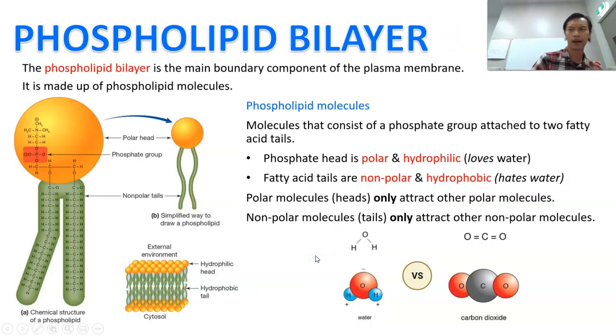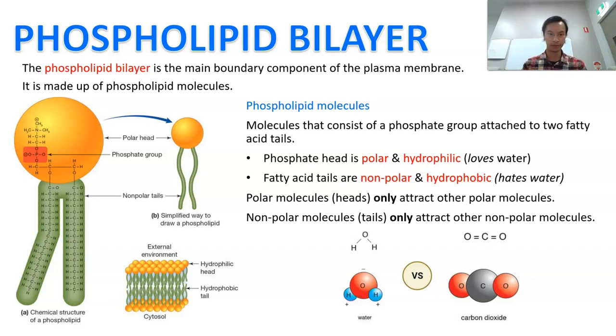Okay, let's start with the phospholipid bilayer. The phospholipid bilayer is the main boundary component of the plasma membrane. It is made up of phospholipid molecules, right? And this is what they look like here. They have a phosphate head, which is polar and hydrophilic, meaning that it loves water. Hydro is referring to water, philia is referring to love, so it loves water. And it contains a fatty acid tail, right? And these fatty acid tails are non-polar and what we call hydrophobic, and it hates water.